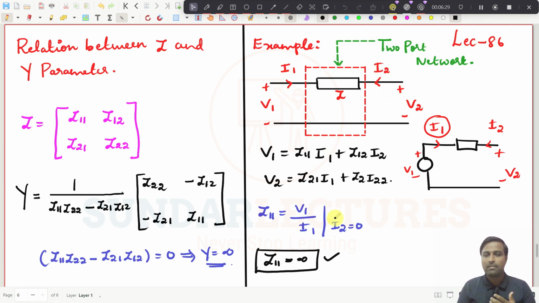In all other expressions, the whole Z matrix becomes infinity. You try to solve this problem by whatever procedure we have seen in the previous class, and anyhow you will get the values to be infinity, right? Now what we do is try to get the Y matrix for this particular circuit. Let us see what happens to the Y matrix.